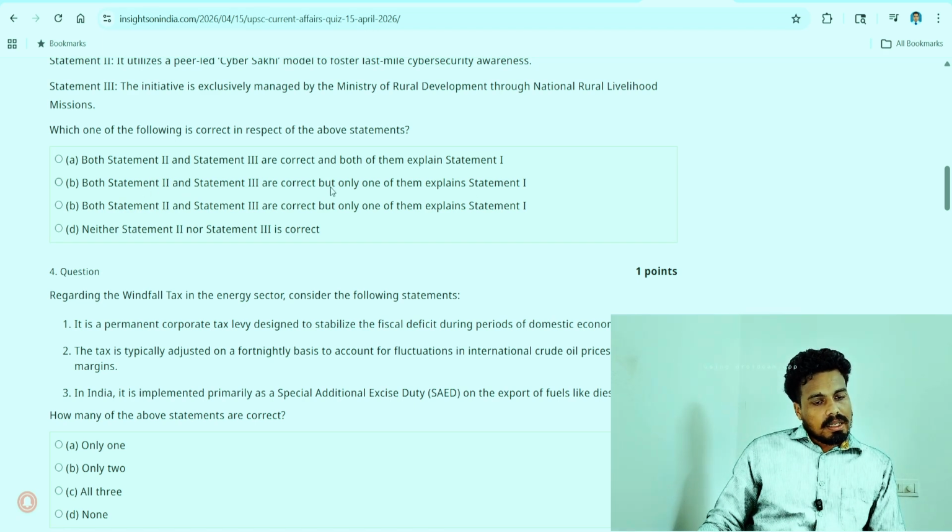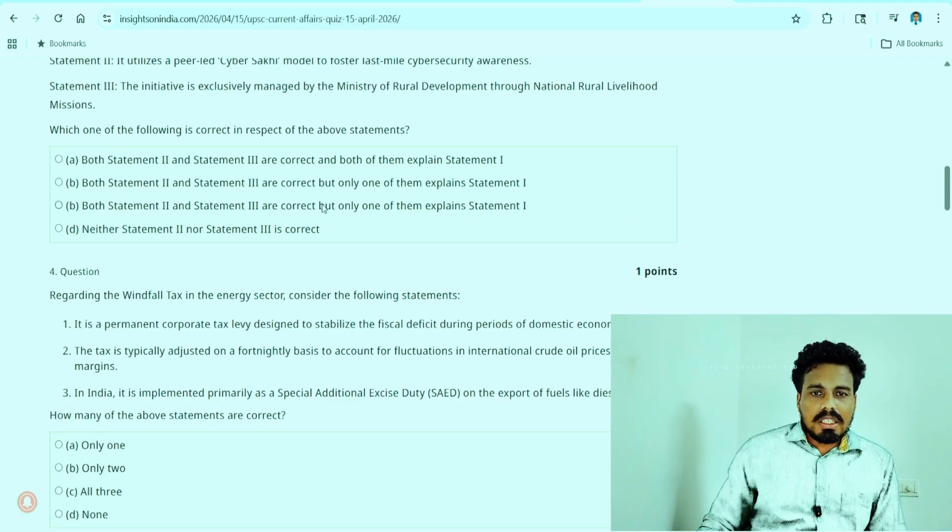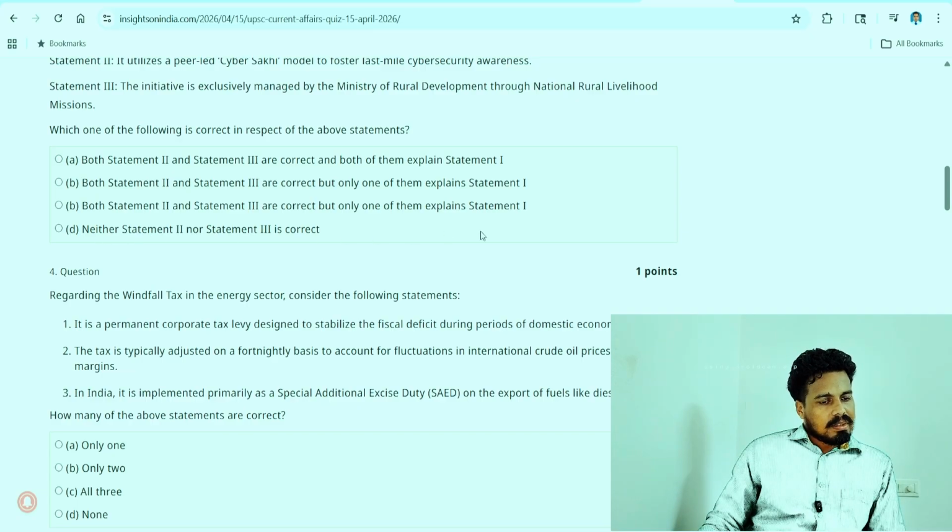Both 2 and 3 are correct, but only one of them explains statement 1. It is repeated again. It's an error.